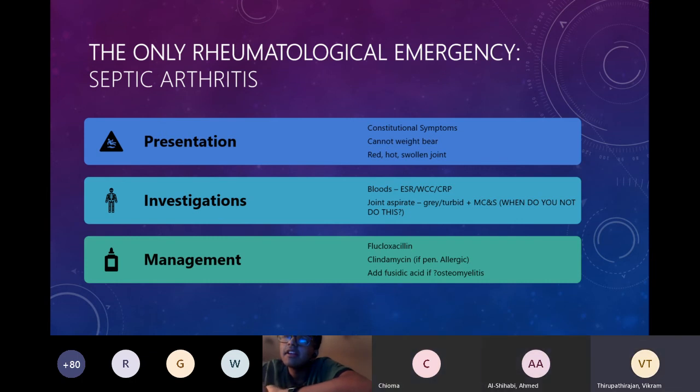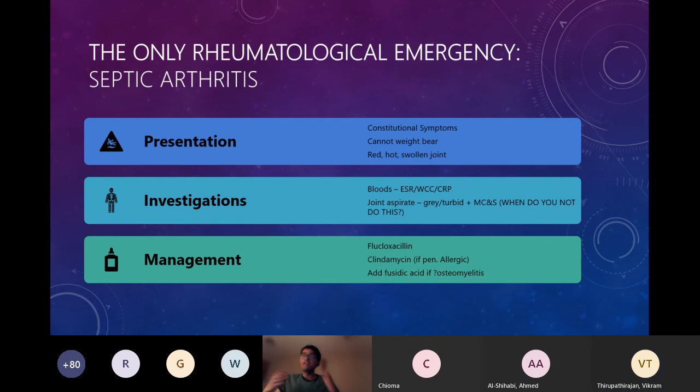Don't you give it before you give them antibiotics? You do the joint aspirate before. I mean, you do, but in what situation would you not do a joint aspirate at all? As in, you wouldn't do it as a medic? I'm not sure.